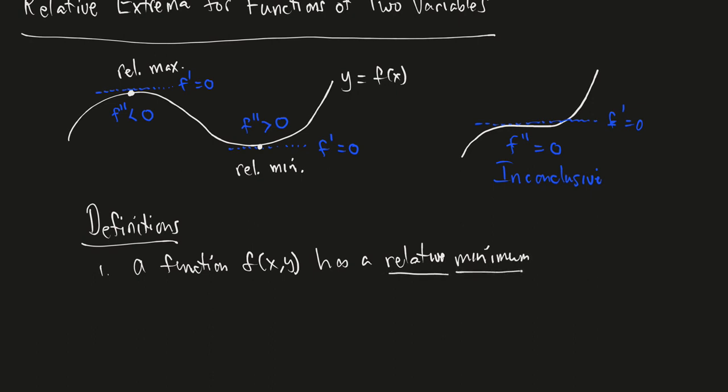Right, so this is what we're defining at, let's say, x0, y0, if all the points on the surface are greater than or equal to the point on the surface that corresponds to x0, y0. So if all the surface values are greater than or equal to the surface value at that specific point, then at that specific point, the function is said to have a relative minimum.